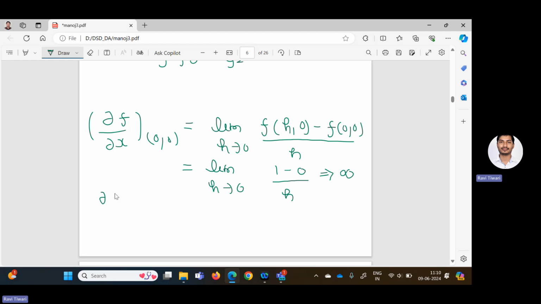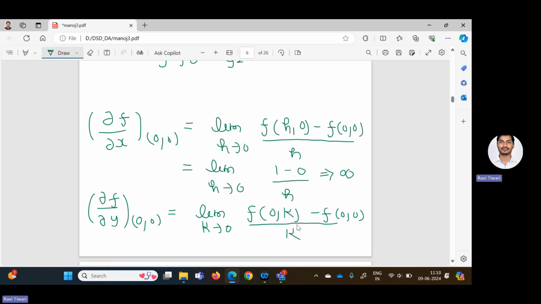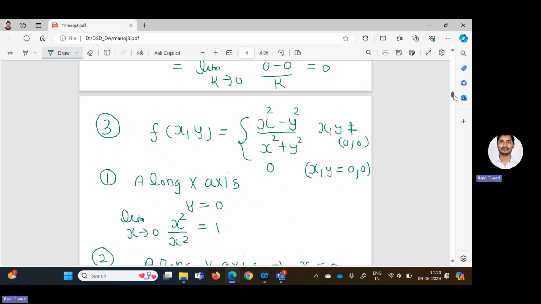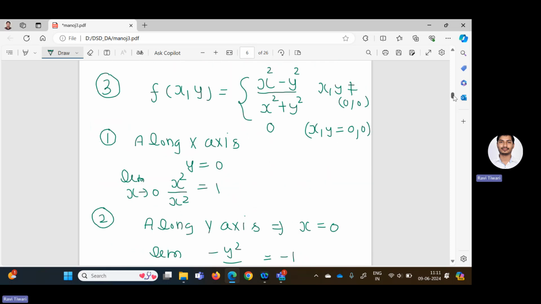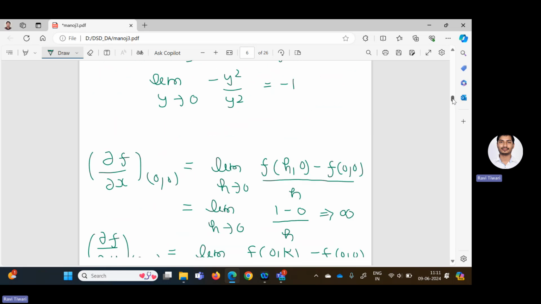Similarly, dou f by dou y at 0, comma 0, this will be what? Limit k tends to 0, f of 0, comma k minus f of 0, 0, divided by k. So again you can calculate, f of 0, comma k will be what? x square is 0, y square is k, so again we can get minus k square by k square. So again I will get minus 1.